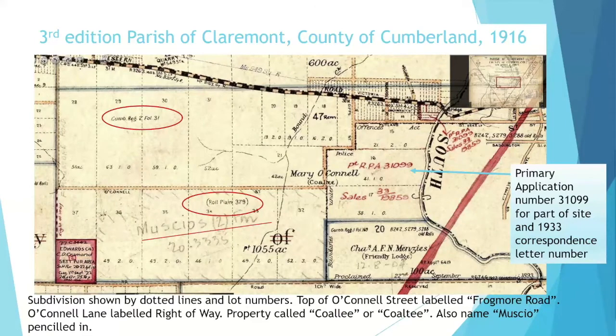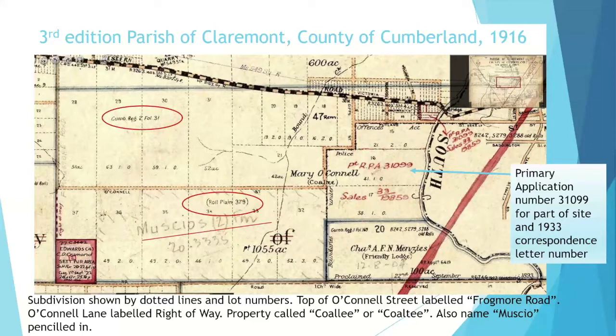This is the third edition of the parish map, and there has been things happening. The original grant is shown in a dark, unbroken line, but the broken lines are further subdivisions that have occurred. Now, we've got a couple of things on this map. We've got the Cumberland Register 2, Folio 31, which is a reference to the grant. We've got the reference again to the Roll Plan 379. We've got Mary O'Connell's name, and we've got, I think it's Cole Lee as the name of the property, or it could be Cole T.